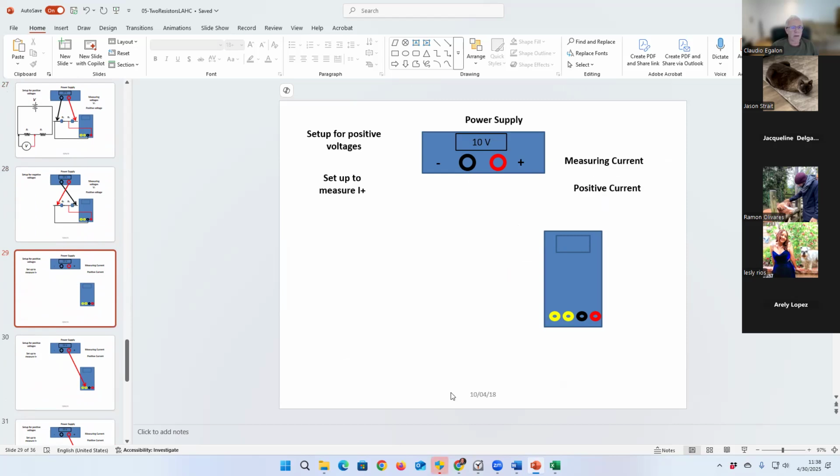In order to measure the current, we are going to take the circuit apart and put it together. Power supply goes to, notice that I am using a different input here, the yellow color instead of the red color. The red is for measurement with voltage. The yellow is for measurements of current.